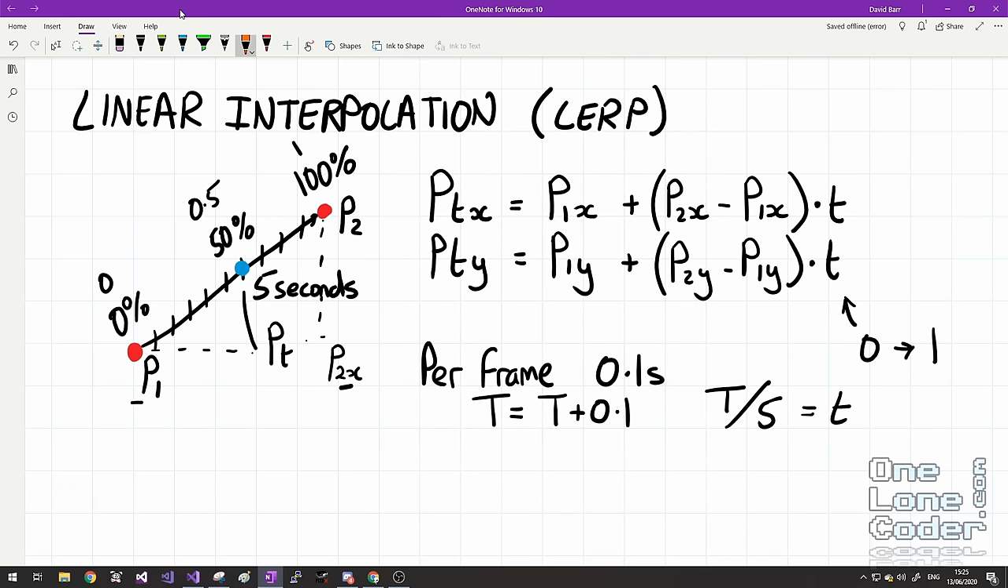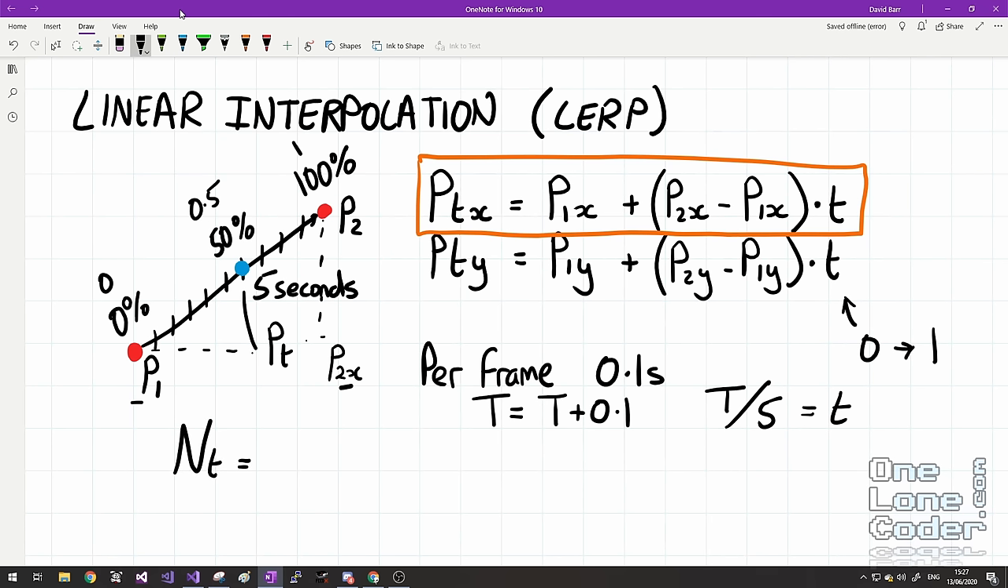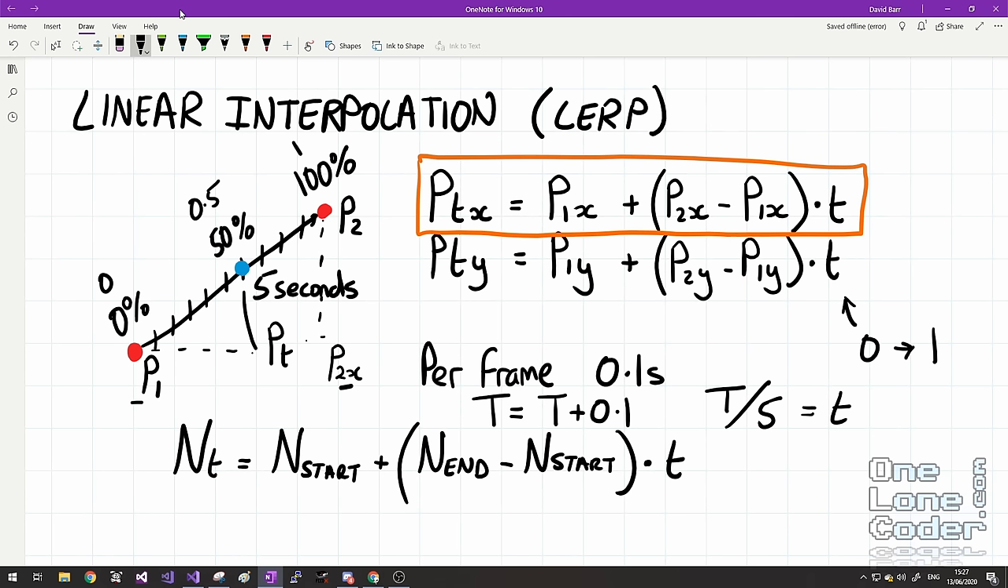The number of axes is completely irrelevant. Linear interpolation works with scalar values, vectors, multidimensional variables. It doesn't matter. The fundamental principle is this, that given 2 values, we can find another value in between them at any point. N(t) equals n starting point, or starting value, plus n ending value, maximum value, minus the starting value, multiplied by our percentage.